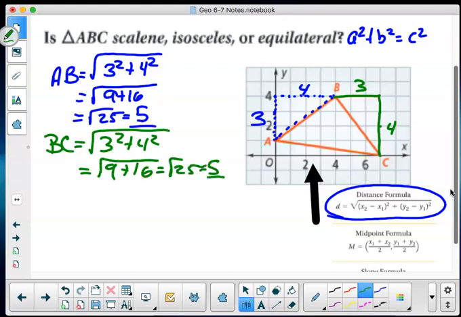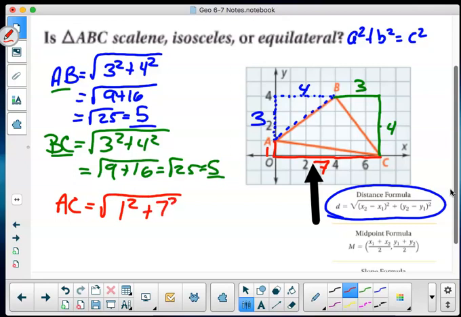So right now, I know that BC and AB are equal. Now, right now I have an isosceles triangle. I could have an equilateral triangle. Let's check out the last side. So I've gone down 1 and over 1, 2, 3, 4, 5, 6, 7. So this is 7 by 1. So right now, I know that AC is not going to be equal to AB or BC, but I'm still going to find the length just because that's what I've been doing. I got 1 squared plus 7 squared. And that's going to come out to be the square root of 50.